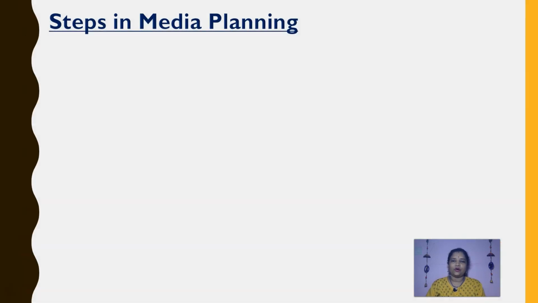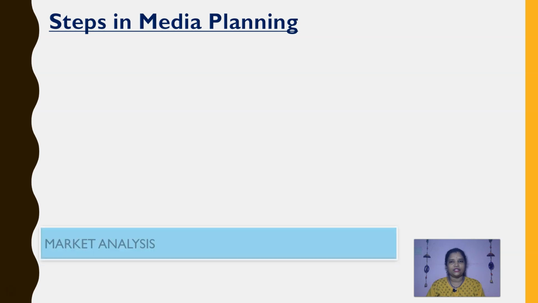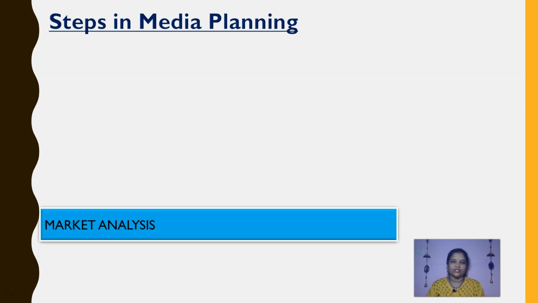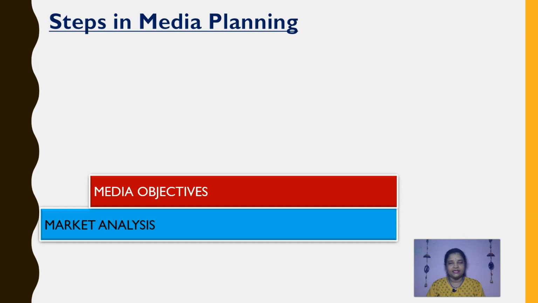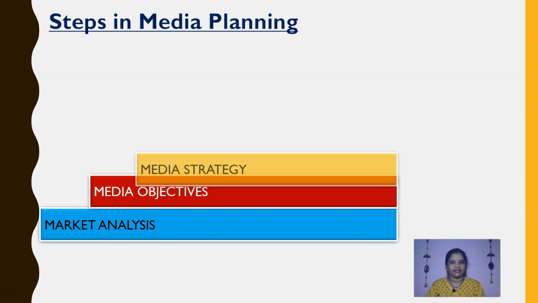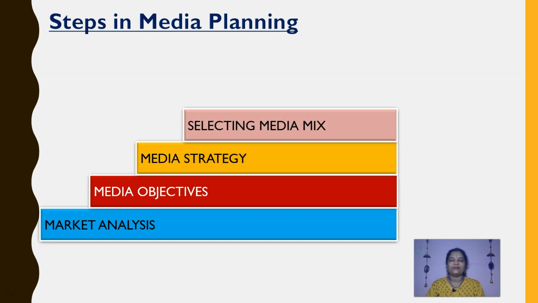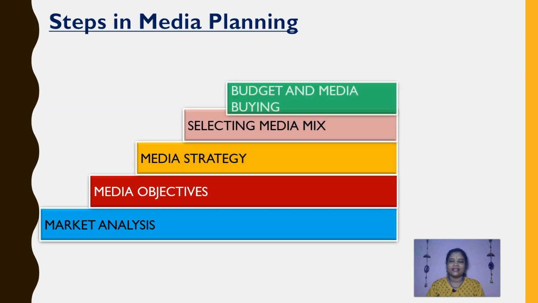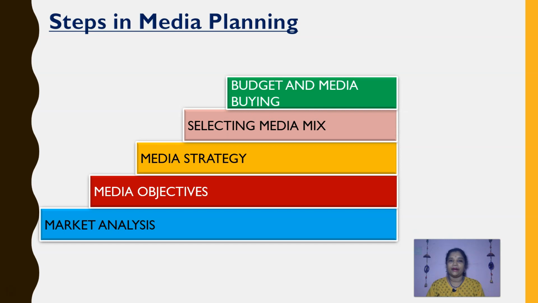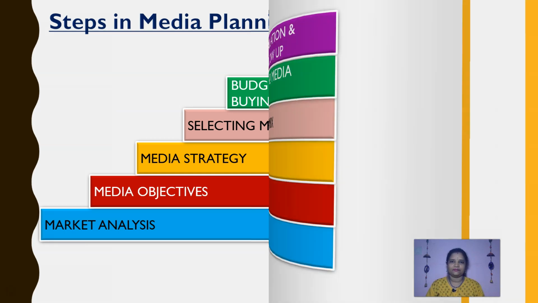The most important thing, and this question is frequently asked in examinations, so from an examination point of view also this is very important. The first step in media planning is market analysis. The second step is the objectives of the media. The third one is the media strategy. The fourth one is selection of the media mix. The fifth one is budget and media buying. And the sixth and last one is evaluation and follow-up. Let's see one by one.